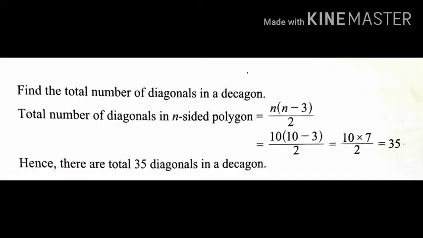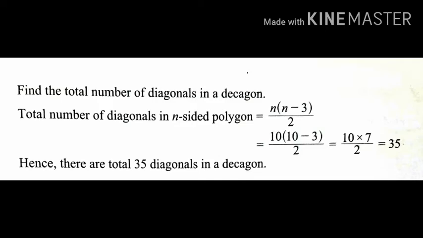Next, if I have a question: if I have a decagon, I want to find the number of diagonals. I have the formula n into n minus 3 by 2, where n means the number of sides in the polygon. Here n is 10, so 10 into 10 minus 3 by 2 gives you 35. That means there are a total of 35 diagonals in a decagon, which is a 10-sided figure.